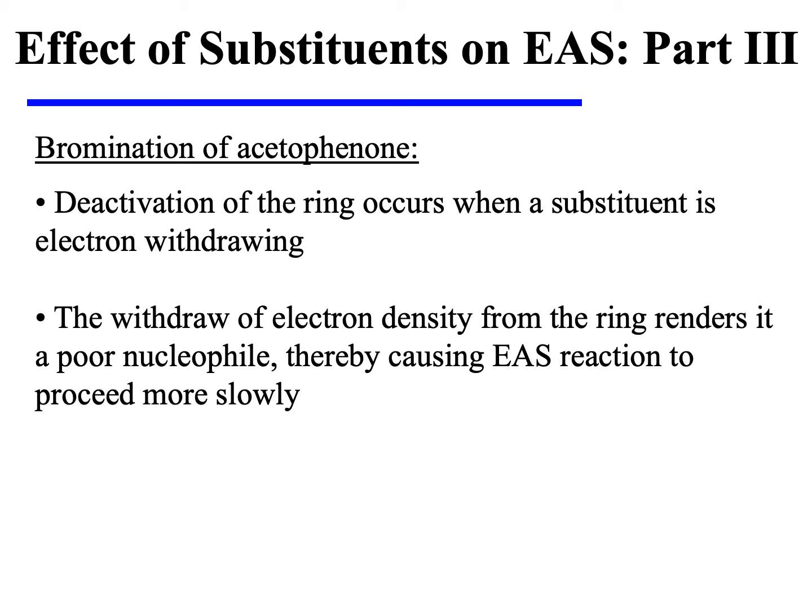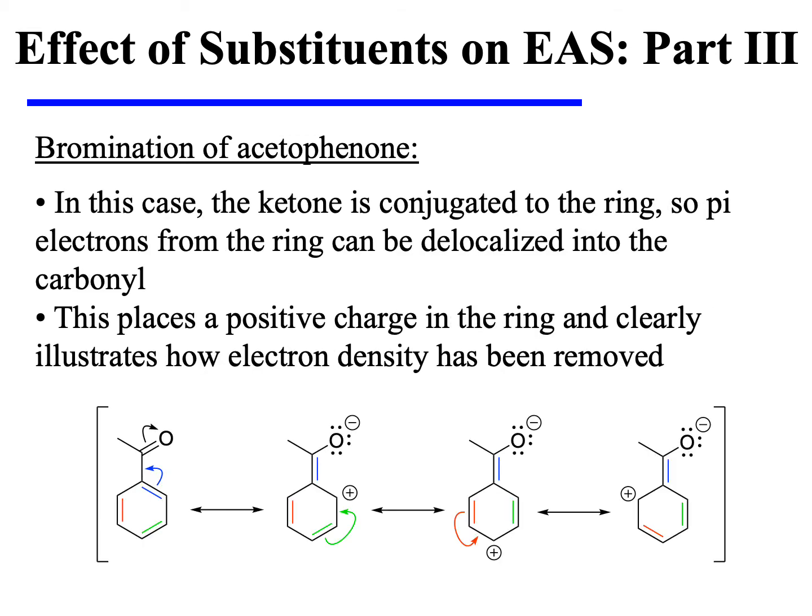Deactivation of the ring occurs when a substituent is electron withdrawing rather than electron donating. The withdrawal of electron density from the ring makes it a poor nucleophile, thereby causing EAS reaction to proceed more slowly. In this case, the ketone is conjugated to the ring, so pi electrons from the ring can be delocalized into the carbonyl. This places a positive charge in the ring and clearly illustrates how electron density has been removed.